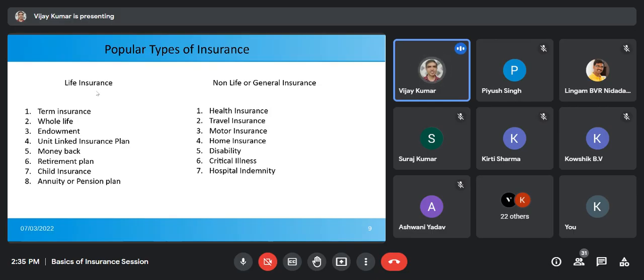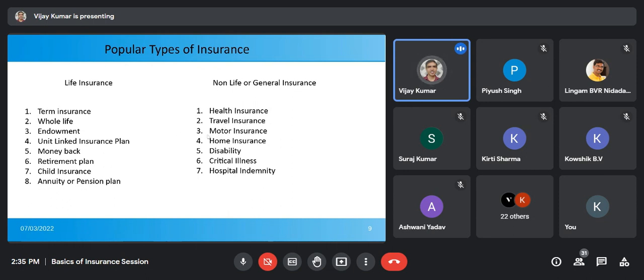Similarly, in the non-life section, right, or the general insurance section, we have multiple insurances like your health insurance. Now your health is at risk, and for that you want to buy insurance, so that becomes health insurance. Similarly, your travel is at risk. So these days, even flights have started giving travel insurance. Even the train, right? They have started giving you travel insurance, just for a very nominal premium.